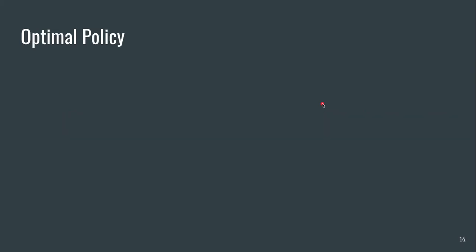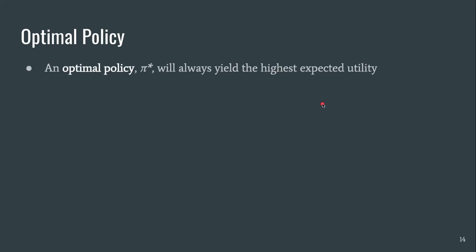But another part that we really want is not just a policy, but a policy that, if not optimal, is very good. So an optimal policy, also referred to as pi star, is always going to yield the highest expected utility. And we're going to define that in a little bit. But essentially we still have the same behavior of pi star of s is going to output some action A, except in this case that A will yield the highest expected utility.